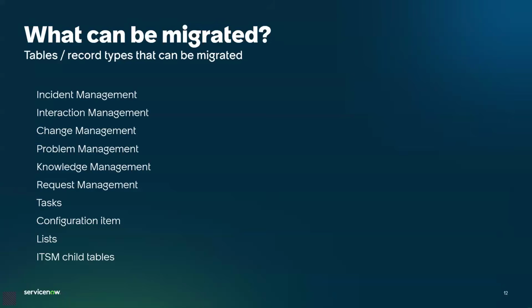And now going on to which tables and record types can be migrated. Here we have incident, interaction, change, problem, knowledge, and request management, task, configuration items, list, and ITSM child tables.